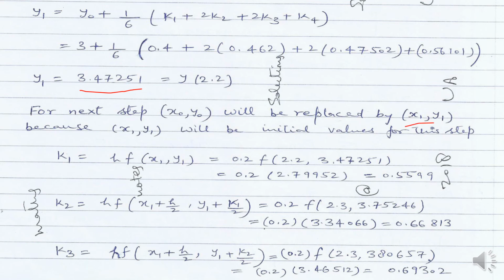For the next step, x0, y0 will be replaced by x1, y1, because x1, y1 will be the initial values for this step. So we write down the things as we did in the previous step. In place of x0 we have written x1, y1 and calculated the values of k1, k2, k3 and k4.